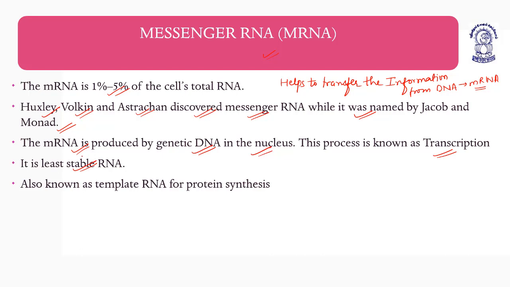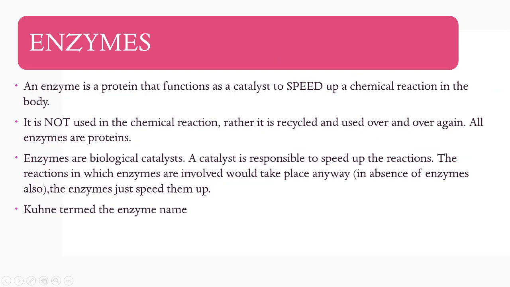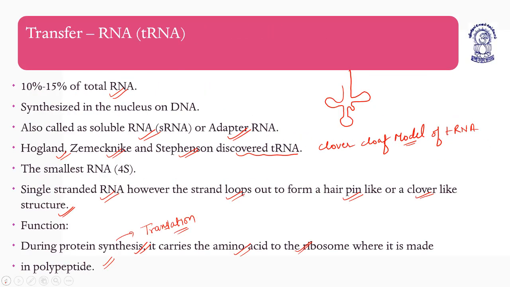mRNA is the least stable RNA. The most stable RNA is ribosomal RNA. The least stable RNA is messenger RNA. It also acts as a template RNA for protein synthesis. So this is all about the nucleic acids.